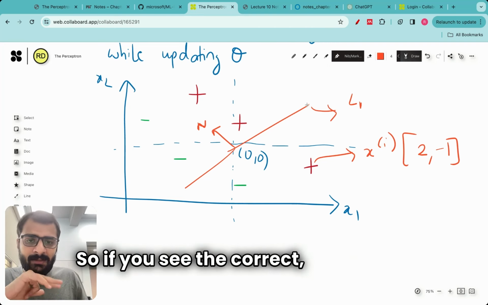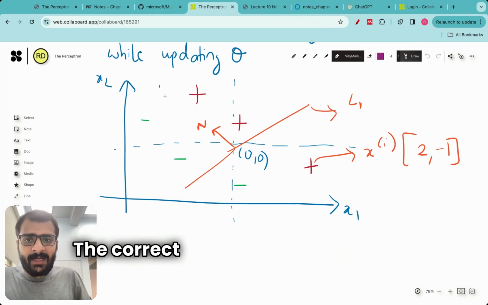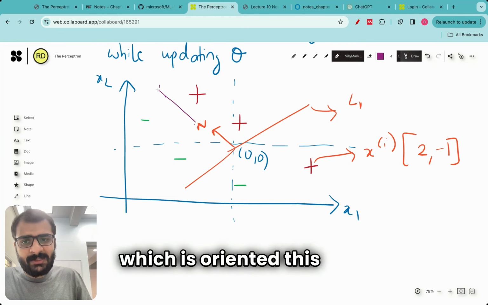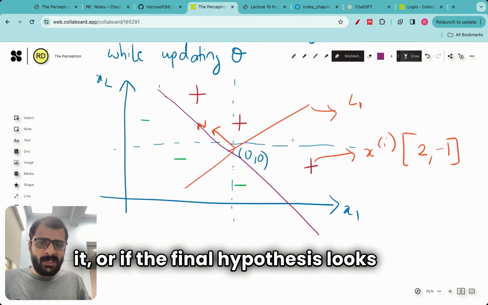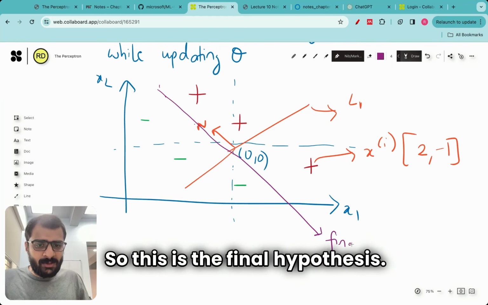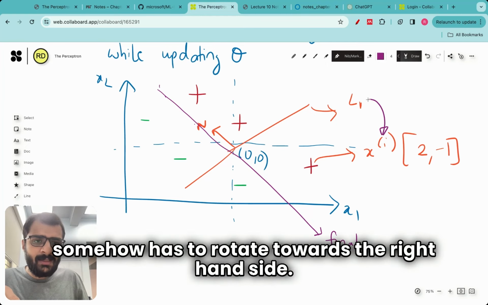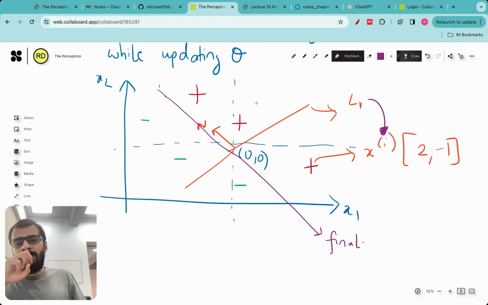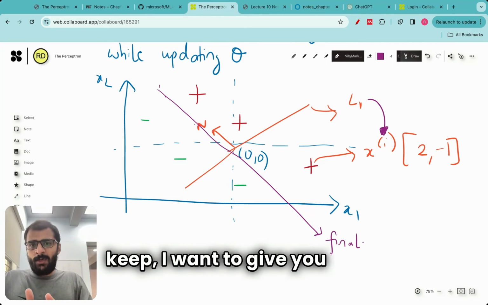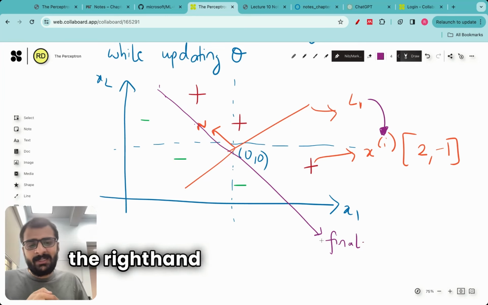If you see, the correct hypothesis will be something which looks like this, right? The correct hypothesis is something which is oriented this way, correct? Because if the final hypothesis looks like this, then it classifies the point perfectly. So this is the final hypothesis. For L1 to reach my final hypothesis, it somehow has to rotate towards the right hand side, correct? That is the first intuition I want to give you guys. So to update theta, the first thing which we need to keep in mind is that to classify this point correctly, L1, which is the current hypothesis, needs to rotate to the right hand side to reach this final hypothesis.